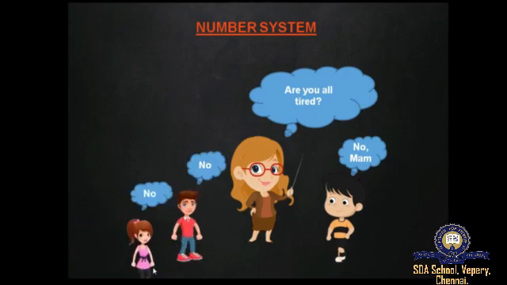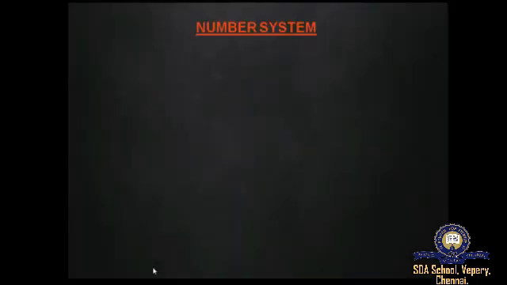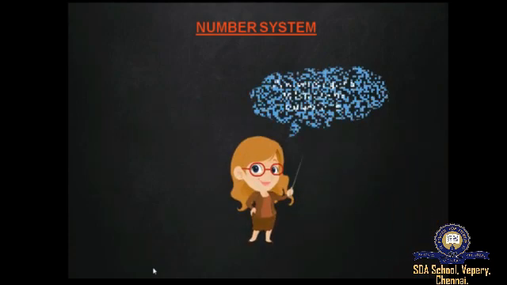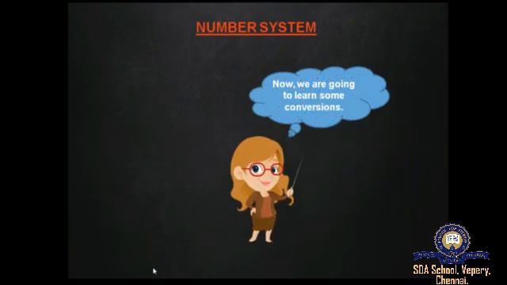Very good. Okay. For now, we have learned only the theory part of the number system. From now, we are going to learn some conversions. Are you all ready for learning the conversions? In this chapter, we have more conversions, but now we are going to start from the first conversion, that is decimal to binary number.